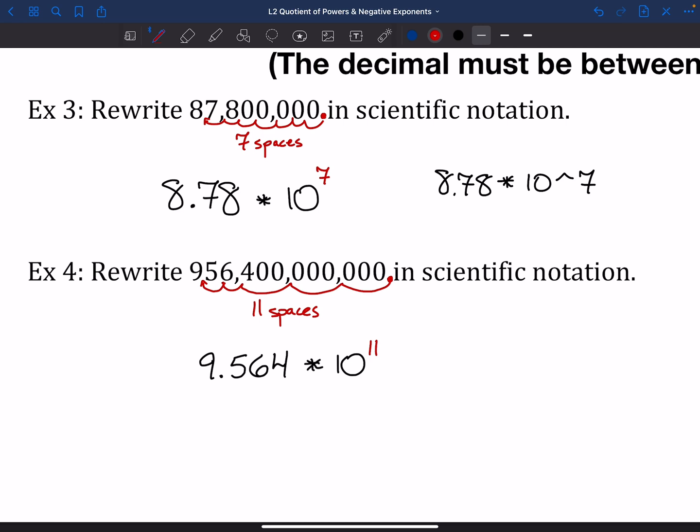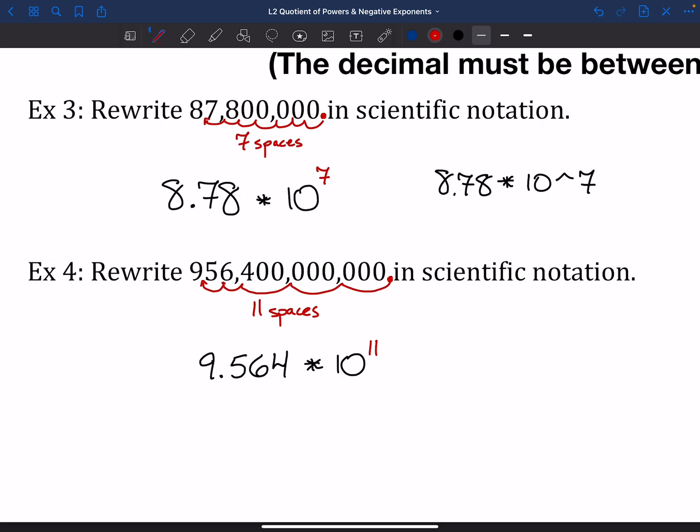So again, if you plugged that into a calculator and your calculator was willing to let you have that many digits, you'd end up exactly where we started. That's also another benefit of this: calculators are a great tool, but most of the time your calculator cannot handle you typing in 956,400,000,000 with all those digits. So if you rewrite it as scientific notation like we have, then you can actually use it in a calculator.